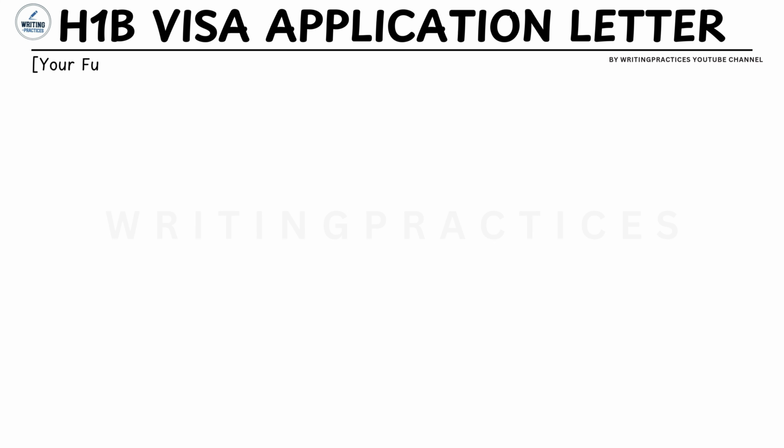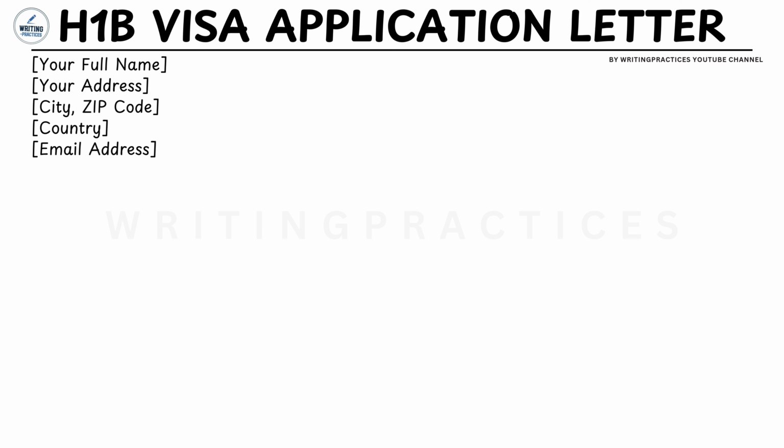So let's get started. Sender's information, your personal details. At the top of your letter, you'll begin with your personal details. This ensures the United States Citizenship and Immigration Services, or USCIS, can identify you and contact you if necessary. Your details should include your full name, your complete address, city, zip code, country, your email address, your phone number.